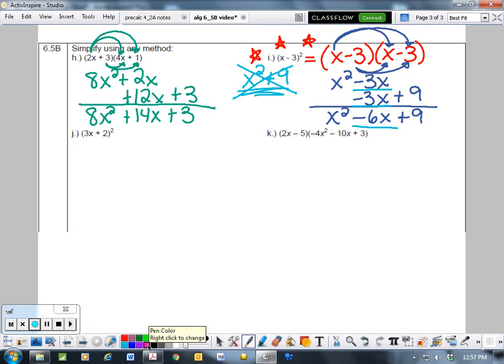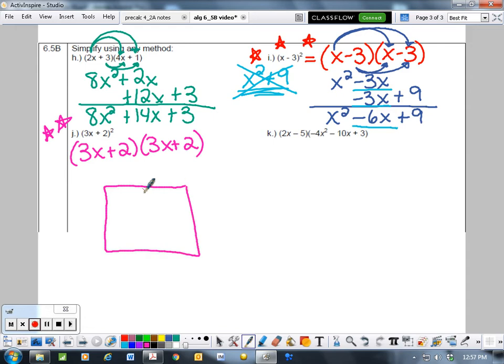Okay, so our next problem, very similar, purposely set up that way. I'm going to put little stars here. 3x plus 2 squared is really just 3x plus 2 times 3x plus 2. I'm going to use the box method for this. So I'll draw myself a box. I'll take the first polynomial and write it on the side, 3x plus 2. The second polynomial goes on the top, 3x plus 2. And then we multiply.